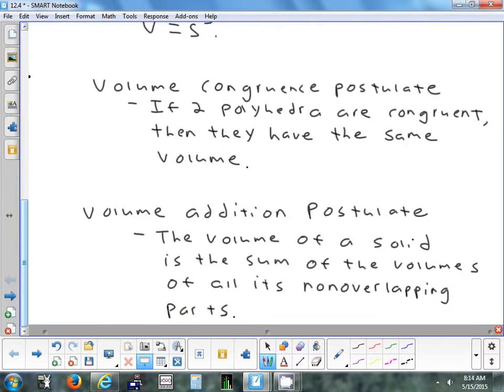This part ties in with what I was saying earlier about stacking shapes together. If you've got a shape that is a cylinder with a cone stacked on top, or a cube with a pyramid on top, and you want to find the volume of the whole shape, all you have to do is find the volume of each individual part and add them up. So the volume of a 3D shape is the sum of all the individual volumes of all the parts that don't overlap.